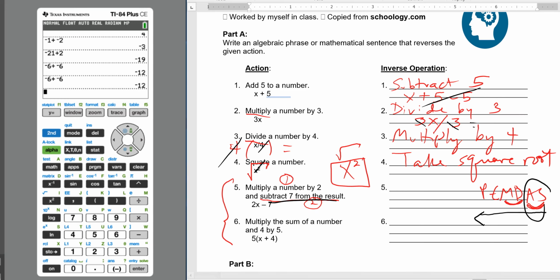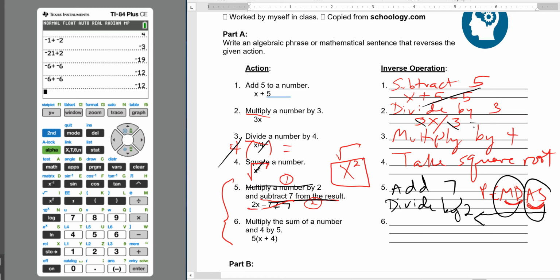Okay, so the opposite of subtracting 7 would be to add 7. And then moving backward to multiplication division, the opposite of multiply by 2 would be divide by 2. So we would take this expression and first add 7 to make the 7's cancel, and then divide by 2 to make the 2's cancel and have x alone.